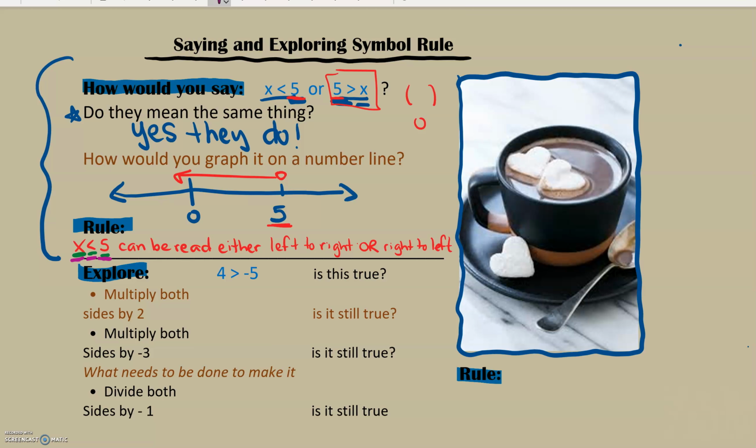And that's different than how we read in actual English. So it makes it a little bit more tricky in math. But you can read it in either direction.